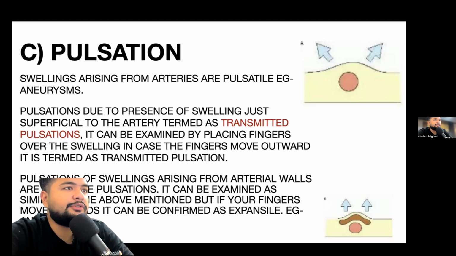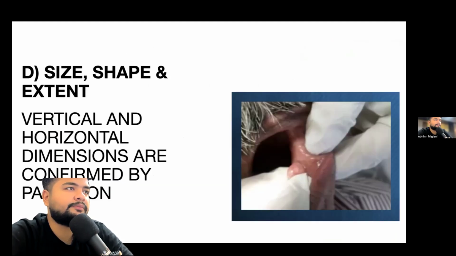The pulsations due to the presence of a swelling just superficial to the artery are termed transmitted pulsations. They can be examined by placing fingers over the swelling. In case the fingers move outwards, it is termed a transmitted pulsation. And the pulsations of swellings arising from arterial walls are expansile pulsations. They can be examined similarly, but if your fingers move upwards, it can be confirmed as expansile, for example, an aneurysm.